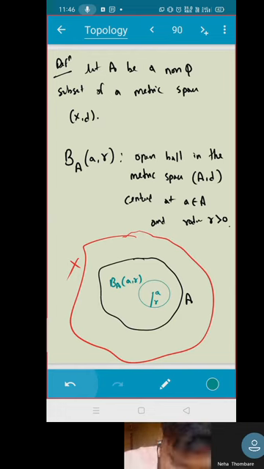Do you understand what is this B_A? What is this notation? We are talking about the open ball which is contained in A. And where is this A? It is contained in the whole set X. That means whichever a I take will be in the set, capital A. Is this clear? Yes.